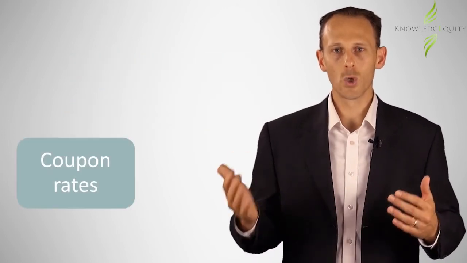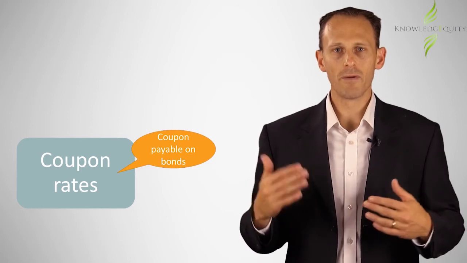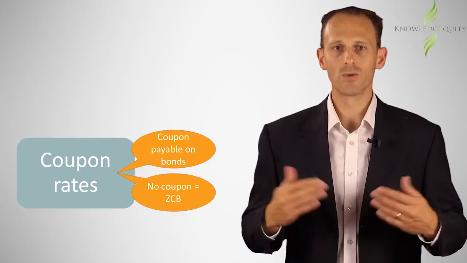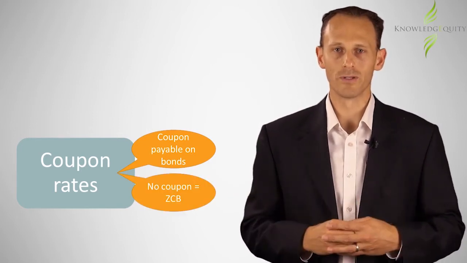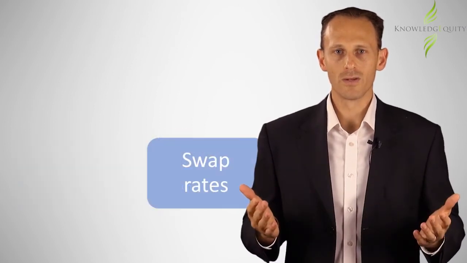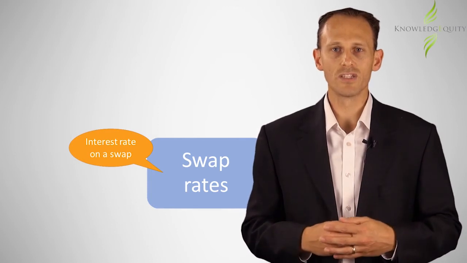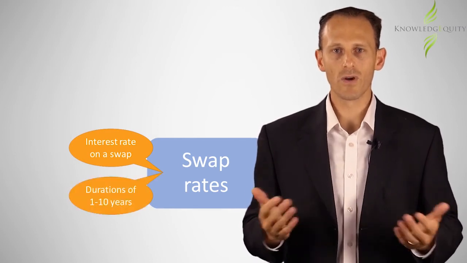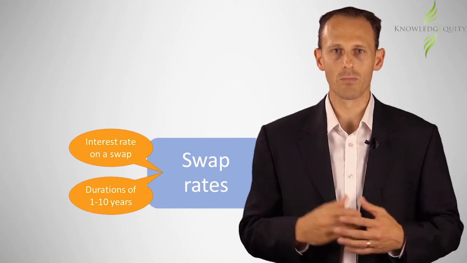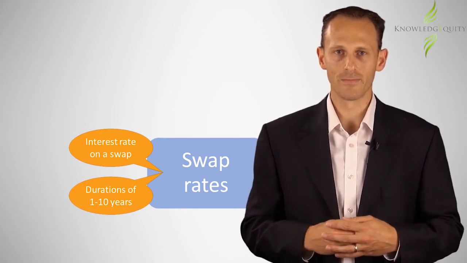Coupon rates reflect the coupon payable on a bond. If a bond does not have a coupon rate, it is referred to as a zero coupon bond. Swap rates represent the interest rates on swap transactions, which typically have durations of 1 to 10 years. For example, a 3-year fixed swap rate of 4.5%.